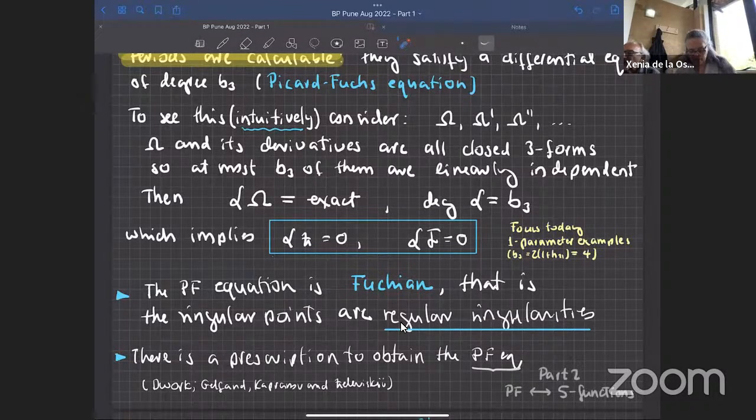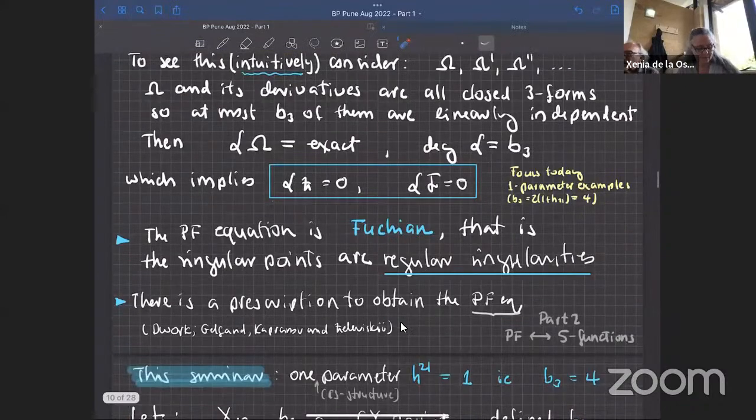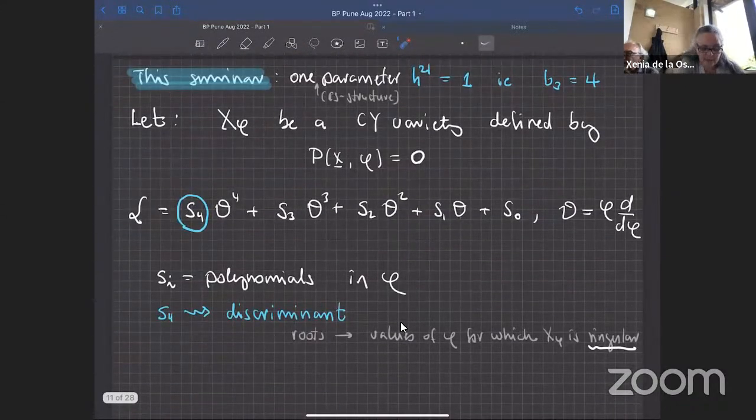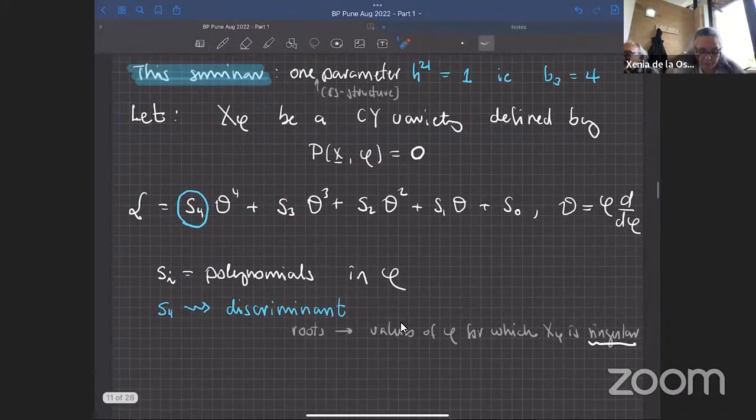So on Thursday, Philip will relate the periods, and in particular the Picard-Fuchs equations, to zeta functions. And so this will be pretty nice. As I just said in this seminar, today we will work with just one complex structure parameter, so h21 is 1, so b3 is 4.